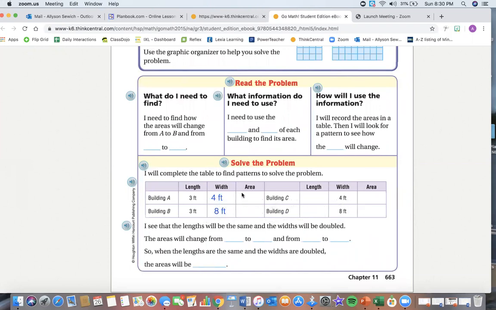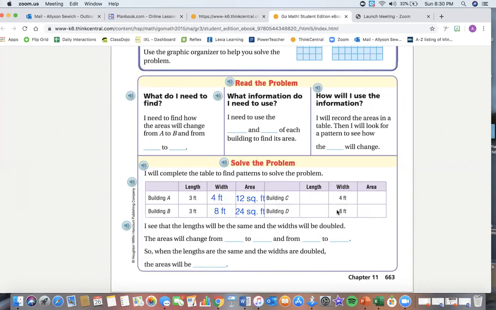Okay, so now let's find the areas of building A and building B. One way I can find area is by multiplying the two numbers together. So I know that 4 times 3 is 12. And remember, we do 12 square feet, not just 12 feet, because area is square. There we go. All right, and then 3 feet and 8 feet, multiplying that together, we get 24 square feet.